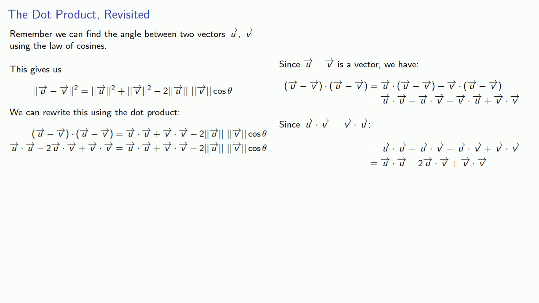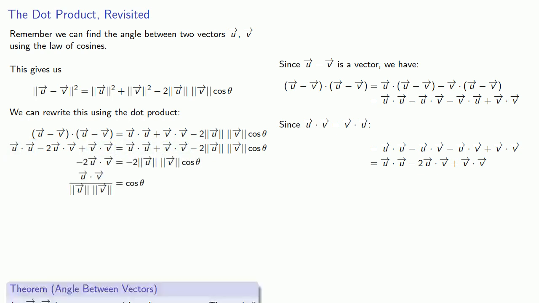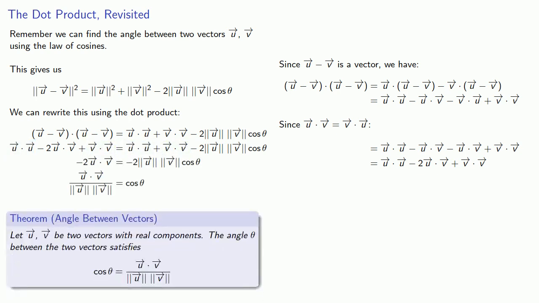Now notice both sides have a u dot u and a v dot v, and since these are just real numbers, we can remove them from both sides and solve for the cosine of the angle between the two vectors. And this leads to the following theorem. Let u and v be two vectors with real components. The angle theta between the two vectors satisfies the following. The cosine of theta is the dot product divided by the product of the magnitudes.